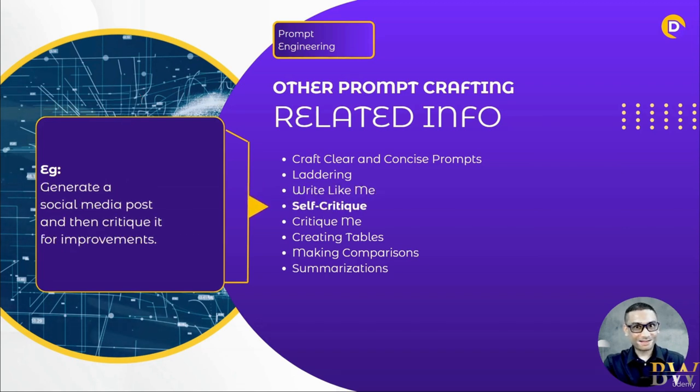Then there's the self-critique technique. This gets the model to evaluate and refine its responses. You can enhance accuracy and coherence by getting ChatGPT to identify and address errors or areas for improvement. I'd recommend you use this for any thought leadership or authority building content. A portion of your prompt, for example, could be generate a social media post and then critique it for improvements.